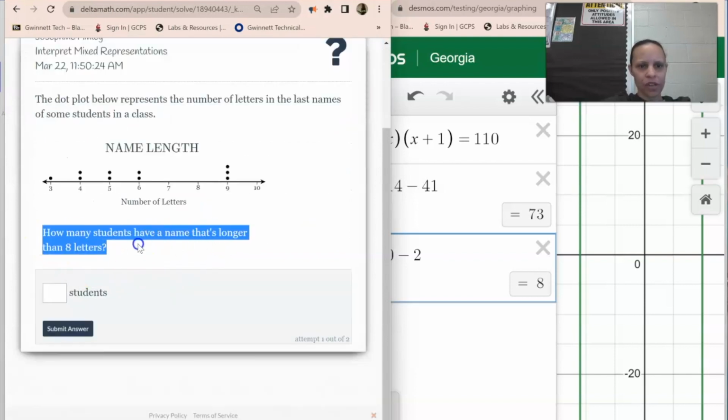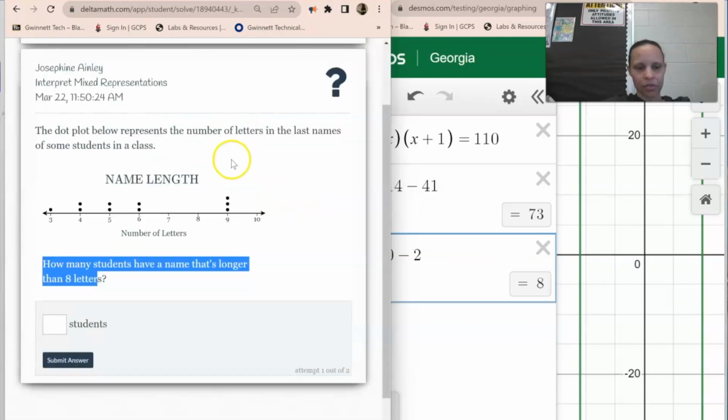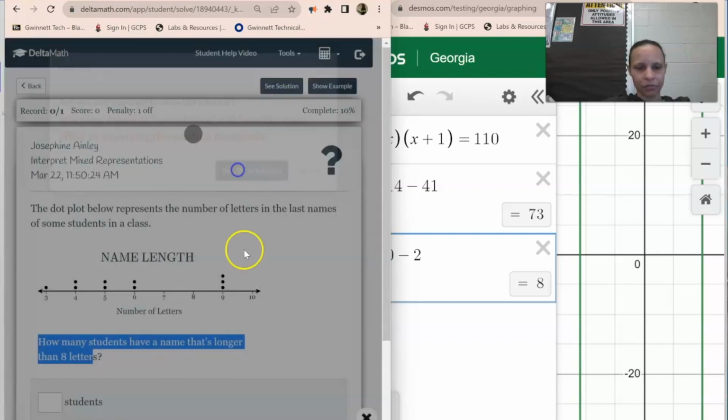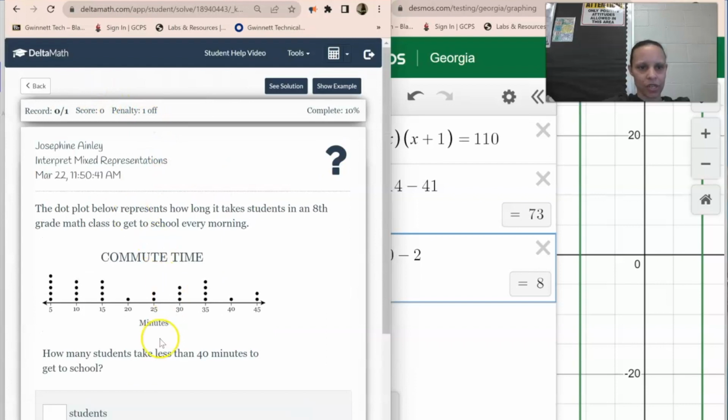How many students have a name that's longer than 8 letters? So here's 8 letters. Which ones are longer than 8 letters? Just these 3. Okay, so again, I'm just going to get it wrong so I can get some more. So just understanding how to read the representation. All right, this one I'll actually get right.